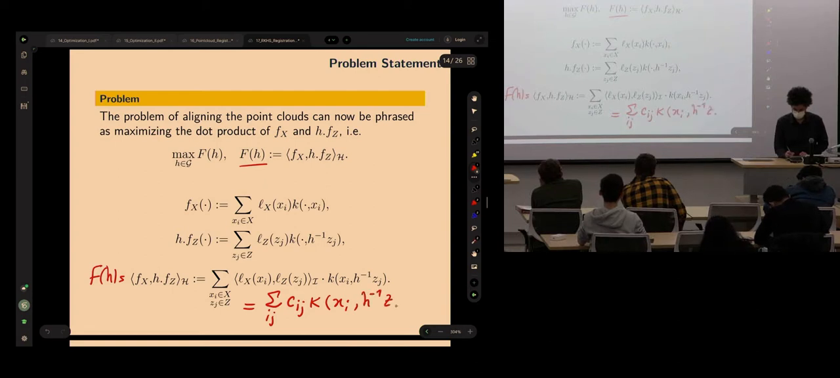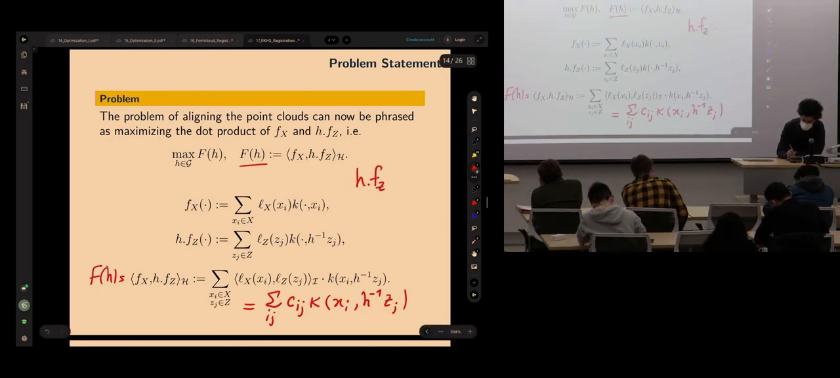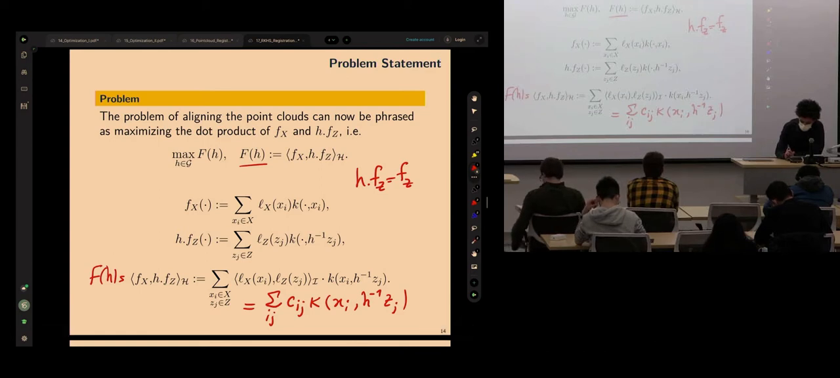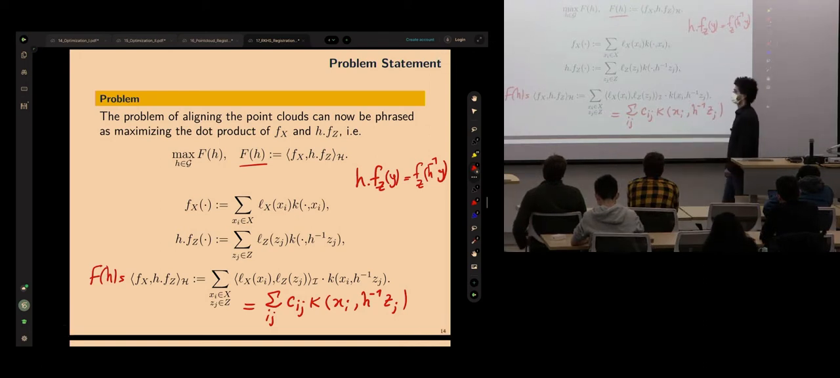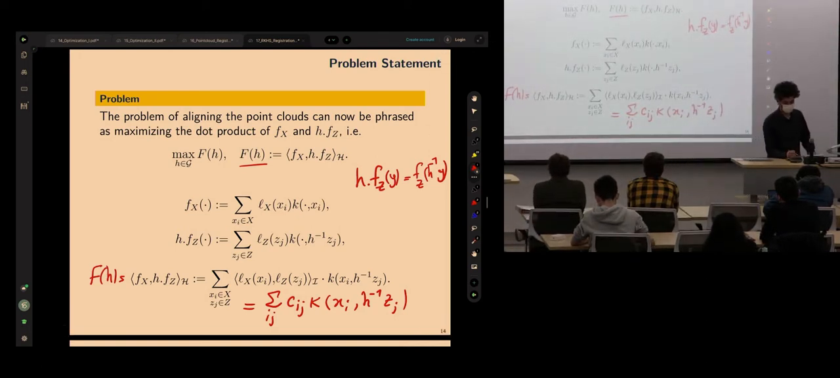Another magical thing is that the transformation that acts on the function that we do not know what it is induces the inverse of the same transformation on the input. This is very important because otherwise we have to work with this operator.